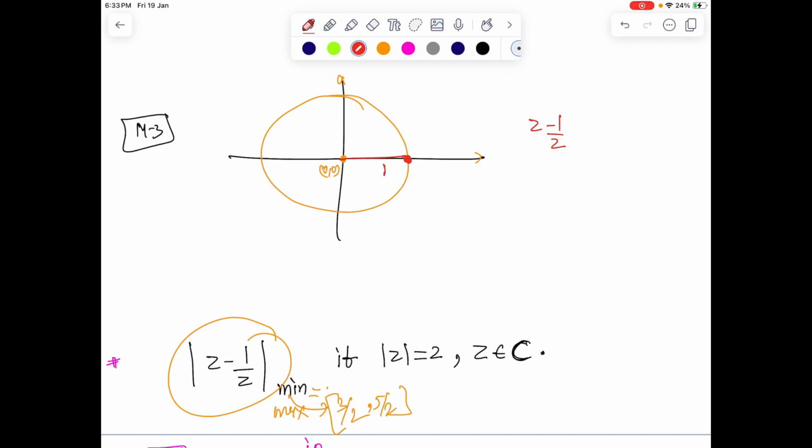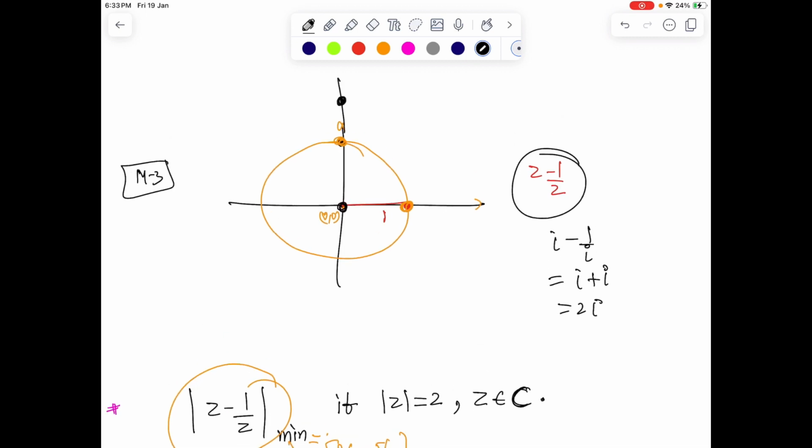Let's say I take this point, which is 1. If z is 1, it will go to 0. So basically this point is being sent to 0 by this expression, right? If I pick up a point, let's say i over here, let's see where it goes. i minus 1 by i will become i plus i, which is 2i. So this point goes here.